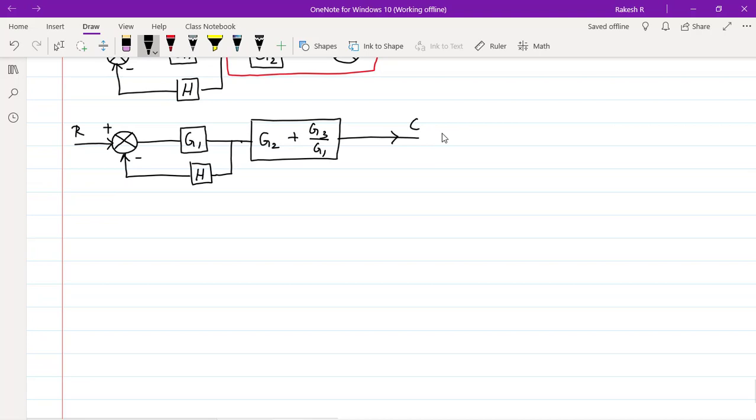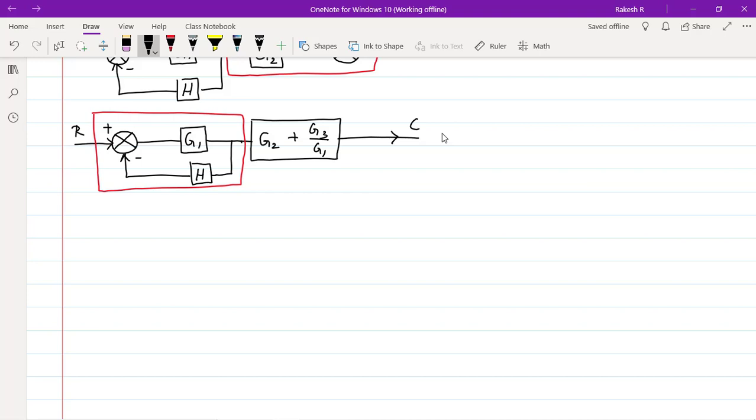Next, again check whether the blocks are in series. We cannot say G1 and this block are in series because we have a takeoff point in between, right? Next, check whether the blocks are in parallel. We don't have parallel blocks. This is the feedback loop here, right? Now the third step is to check for the minor feedback loop here, and this is a minor feedback loop, right?